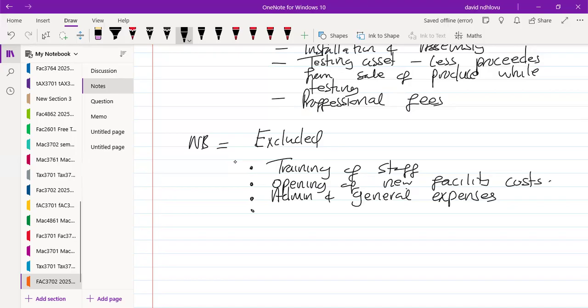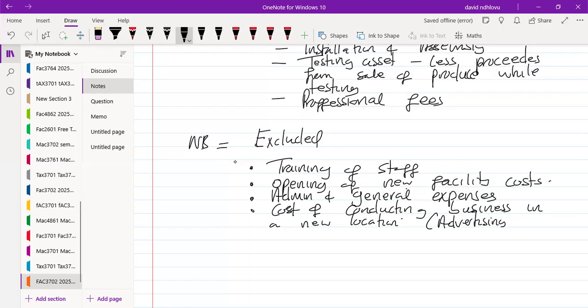Then we also have the cost of conducting a business in a new location. These are not included. They may include such things as advertising.